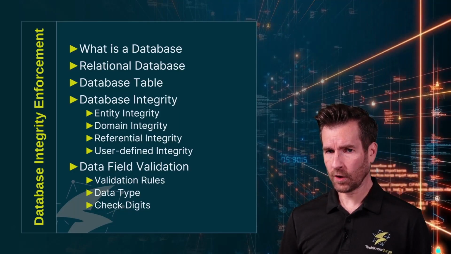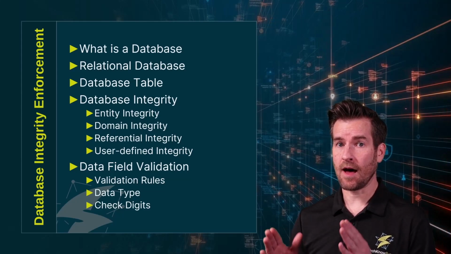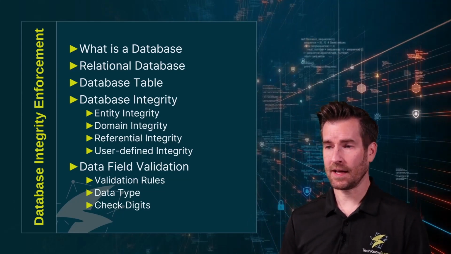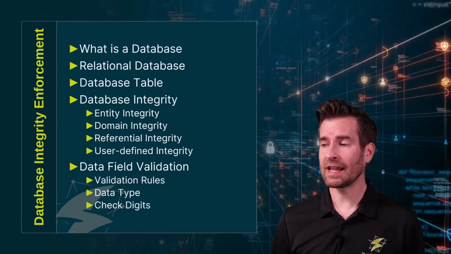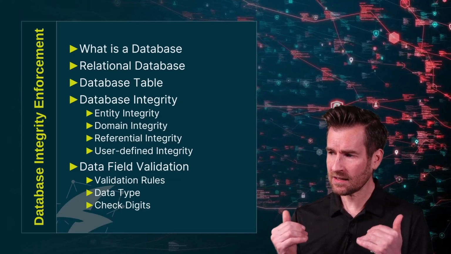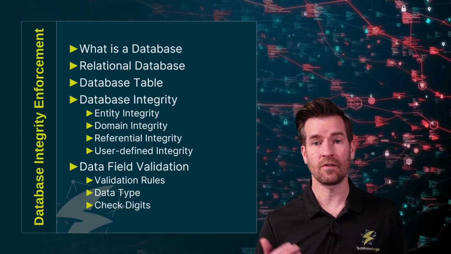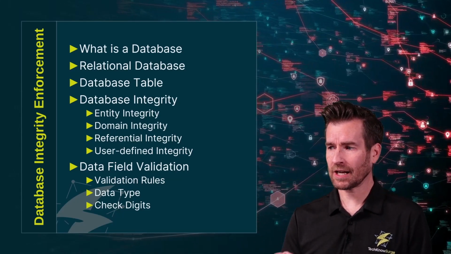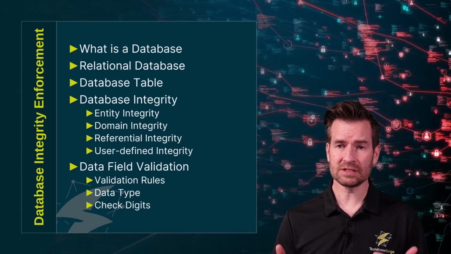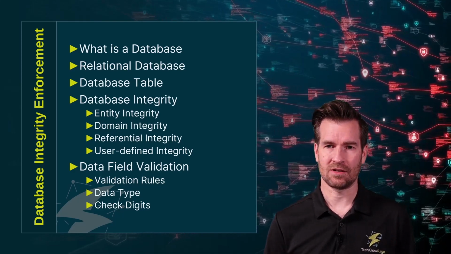In this video, we're going to start with a short description of what a database is, what a relational database is, and talk about database tables. Then we're going to get into database integrity. We'll talk about entity integrity, domain, referential, and user-defined integrity. Then we're going to get into data field validation, talking about validation rules, data types, and check digits.